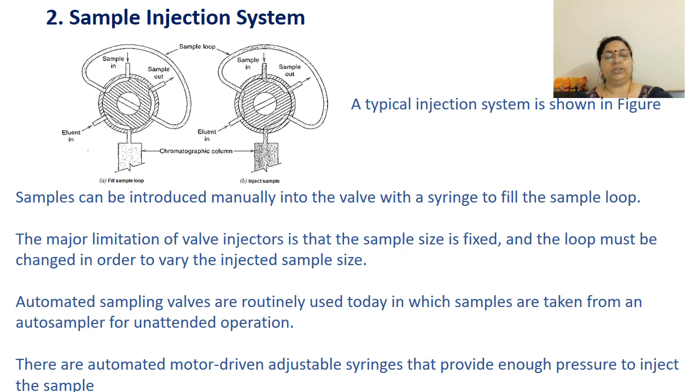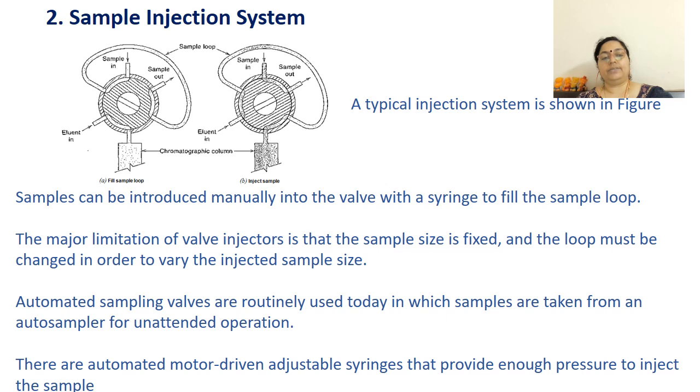A typical injection system is shown in the picture. Here the samples can be introduced manually into the valve with a syringe, which will fill the sample loop. The major limitation of the valve injector is that the sample size is fixed. If you have to change the sample volume, you have to change the loop.